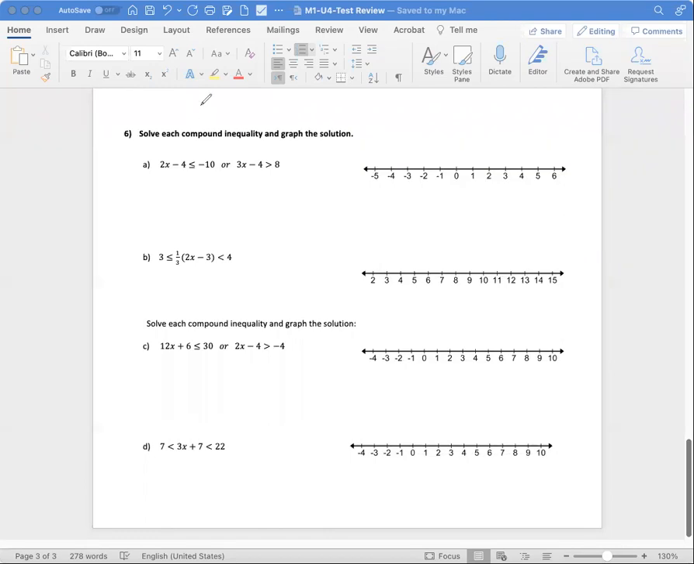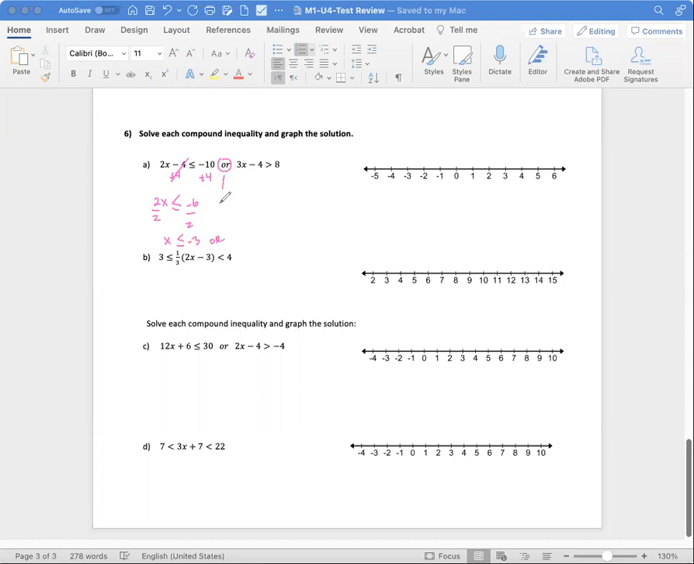Now we're doing compound inequalities. So how do you solve that? And you have an OR. So just be super careful with that, okay? Be super careful with the OR. So first things first, add 4 to both sides. You'd get 2x. The 4s, negative 4 cancel, less than or equal to negative 6. Negative 10 plus 4 is negative 6. Divide by 2. You get x is less than or equal to negative 3.